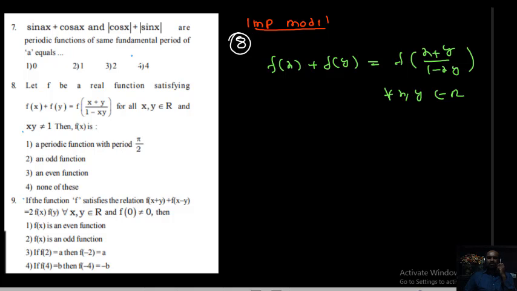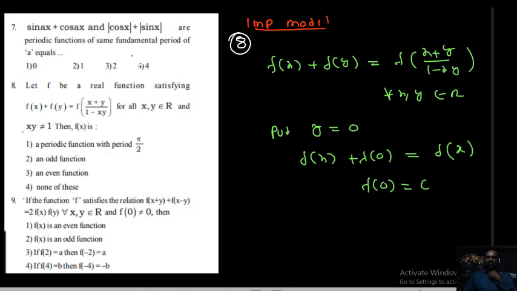What should I do now? Put y equal to 0. What happened? It is true for all x and y, no? Anything you can substitute. f of x plus f of 0 equal to f of (x plus 0) by (1 minus 0), that is f of x only. So f of x plus f of 0 is f of x. So these two get cancelled. What will we get? f of 0 equal to 0. This is also one of the helpful results for us.